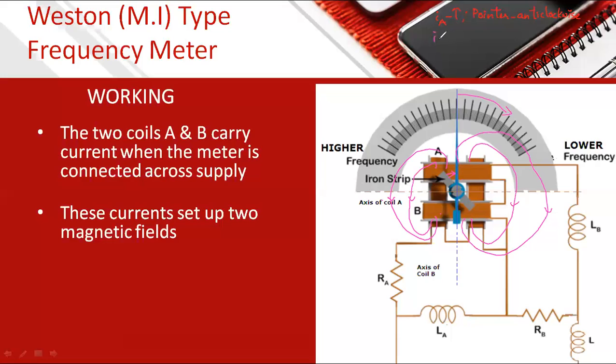So if current through coil B increases, then what happens? Pointer will try to move in clockwise direction. So after summarizing these two, we will go for further explanation of frequency meter. Hope you understood this simple concept.